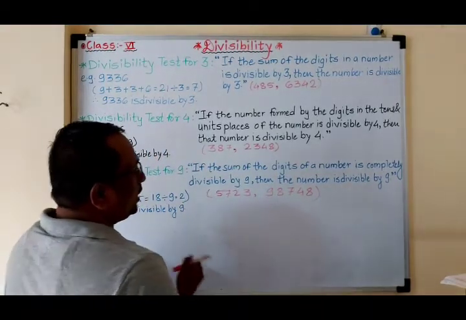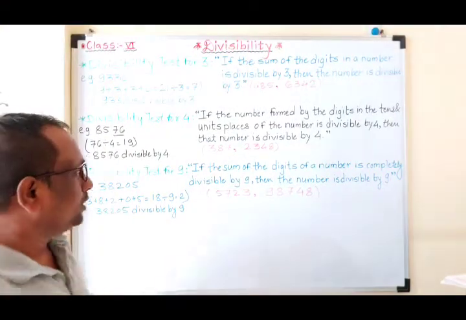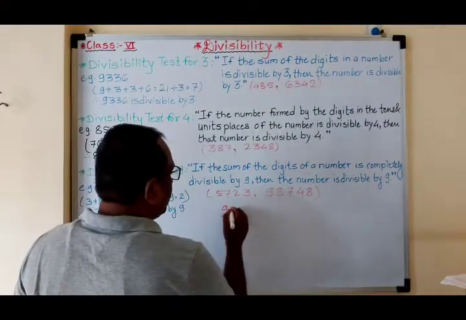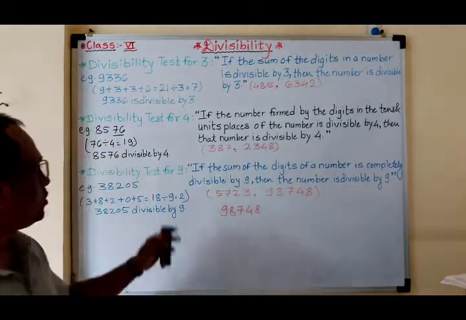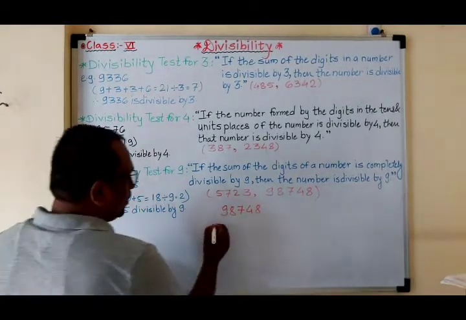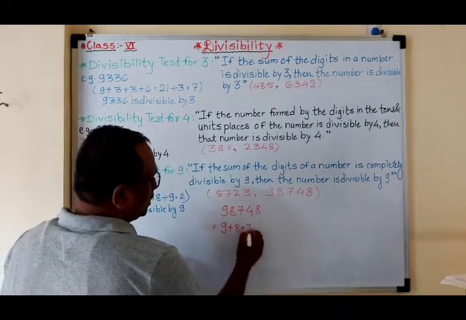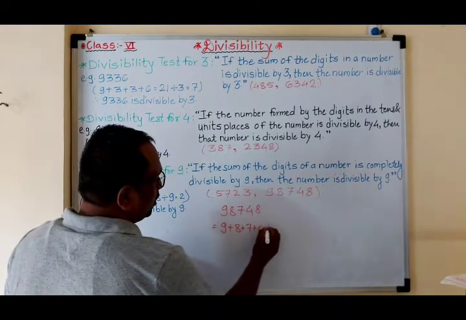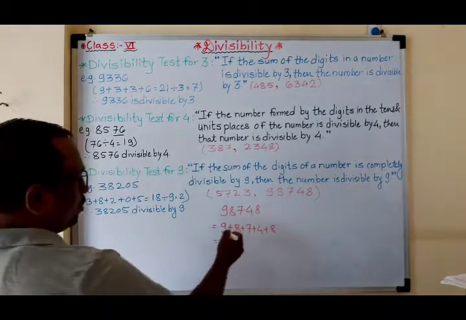Second example, 98,748. We will check that. According to the divisibility test of 9, we have to add all the digits: first digit 9 plus second digit 8 plus third digit 7, fourth digit 4 plus 8. Okay, so now we have to add this.